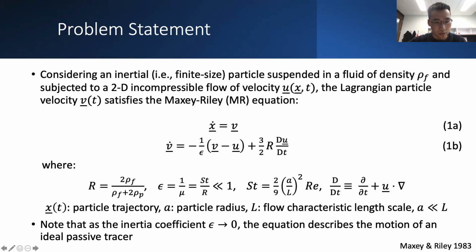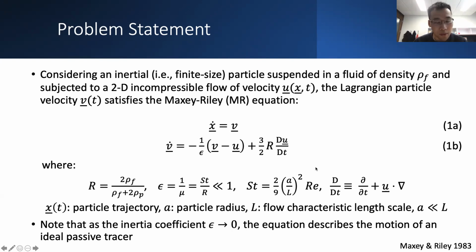This equation where the R here is basically a density ratio between the fluid density and the particle density. And epsilon here is an inertia coefficient that describes how much inertia effect this particle has, described by the Stokes number as well as the particle density ratio. So for this specific equation, the epsilon has to be much smaller than 1.